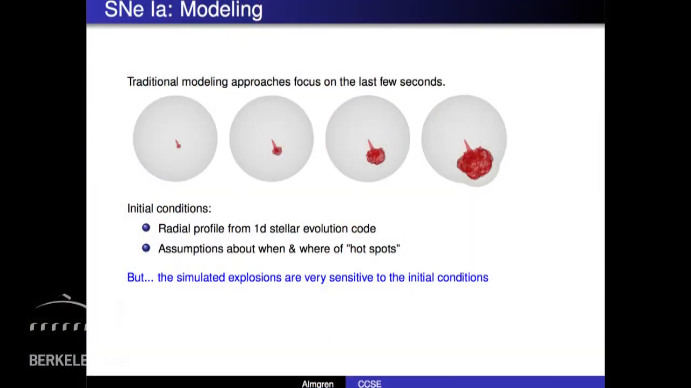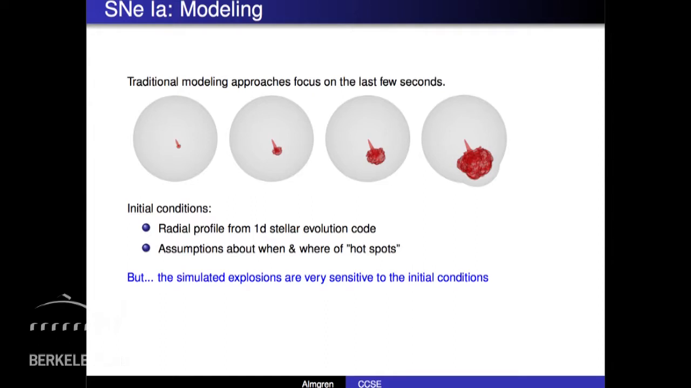And how do you start this? Well, you have to know what a star looks like. And so you take a 1D profile from a 1D stellar evolution code. You map that into a 3D star. That gives you the radial profile of the star. That's probably pretty good. Well, then you have to ignite it somewhere. And you have to make some assumptions here because you don't know where it ignites. And the problem that we have is that the answer depends on the initial conditions, which, if you've ever run simulations, you find sometimes happens.